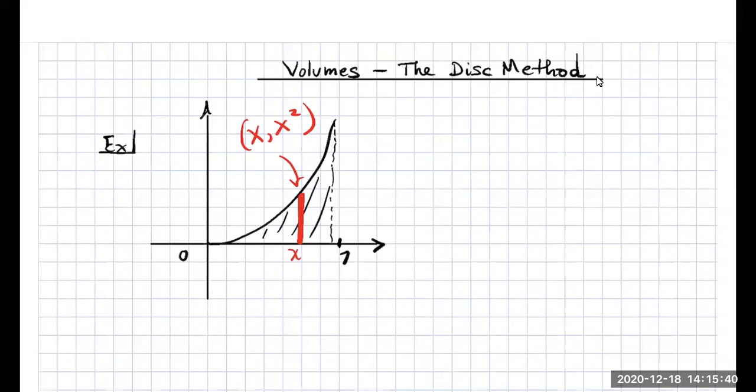So I'm just going to make a note. I'll just say here, the area of that rectangle is going to be x squared times dx. Okay, and then we would sum up all those elements as x ranged from 0 to 7. But here's what we want to do this time. Imagine taking that entire region and revolving it around the x-axis.